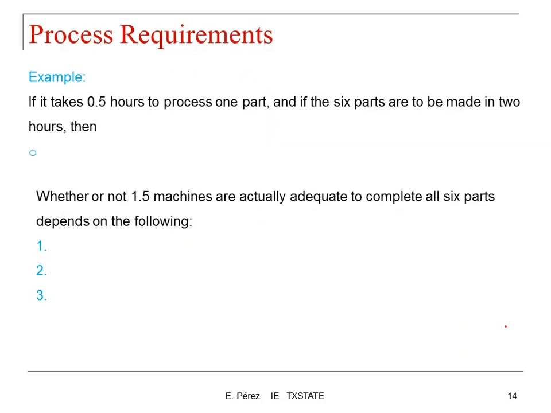So, for example, if it takes 0.5 hours to process one part, and if six parts are to be made in 2 hours, then it follows that 1.5 machines are needed to complete the operation.